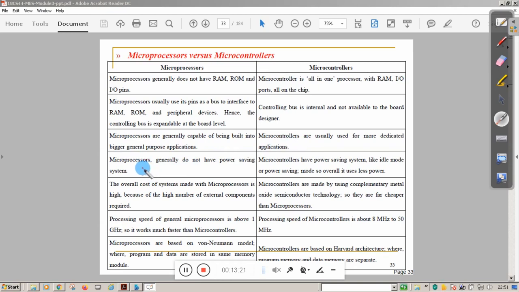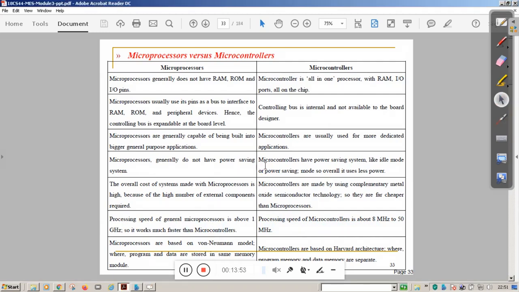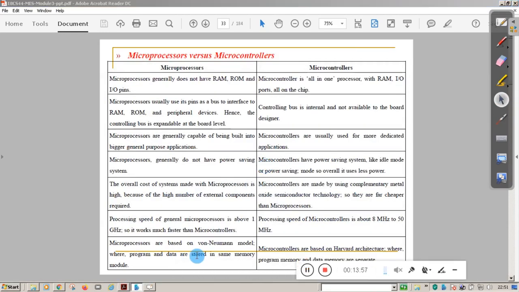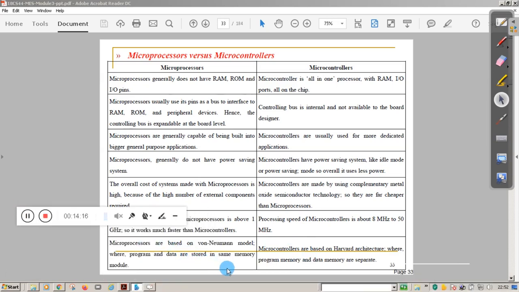Because so many components are interfaced externally to the microprocessor, they don't have a power saving system, but microcontrollers have built-in power saving systems. The overall cost of microprocessor systems is very high, while the overall cost of microcontroller systems is low. The speed of microprocessors is in gigahertz, above 1 gigahertz, but the processing speed of a microcontroller ranges from 8 megahertz to 50 megahertz. One more thing is that microprocessors are based on the Von Neumann model, where only one memory is used for program and data, that means program and data are stored in the same memory. But most microcontrollers are based on the Harvard architecture, where program memory and data memory are separate.